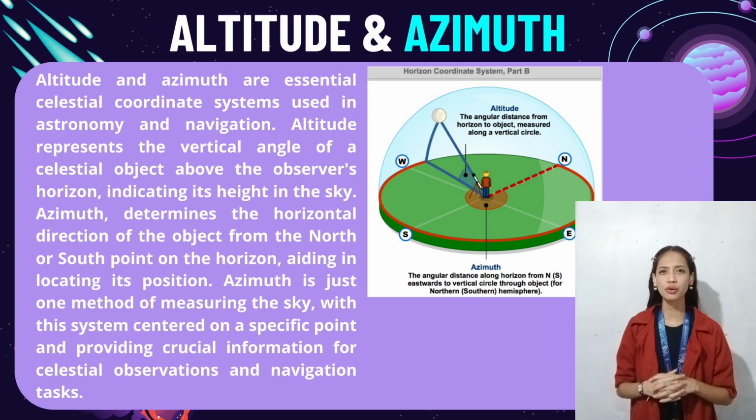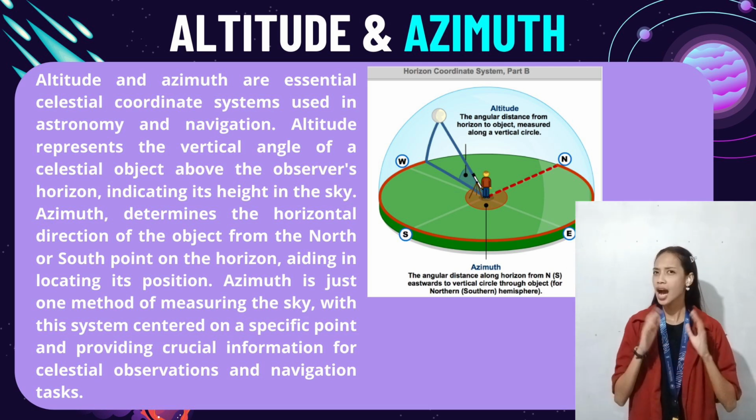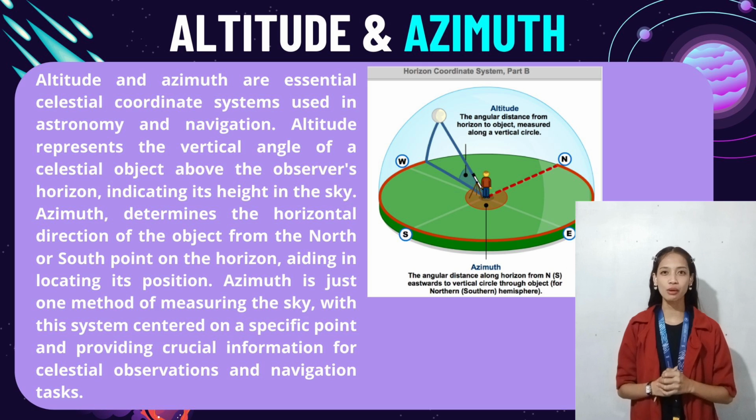Next is our main focus this afternoon, which is the altitude and azimuth. Altitude is the height of an object above the horizon, measured in degrees. An object on the horizon has 0 degrees altitude. An object at the zenith has 90 degrees altitude. An object halfway in between is at 45 degrees altitude.